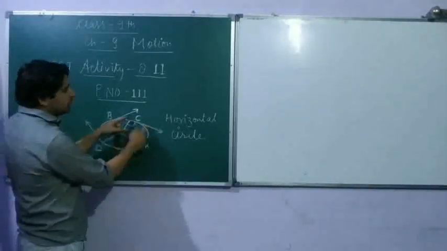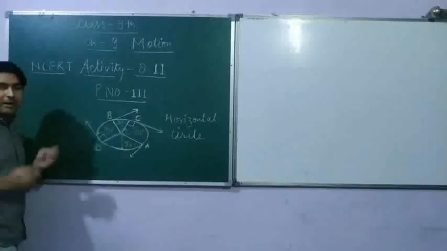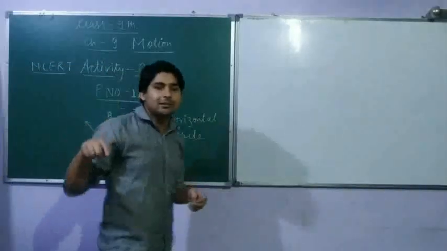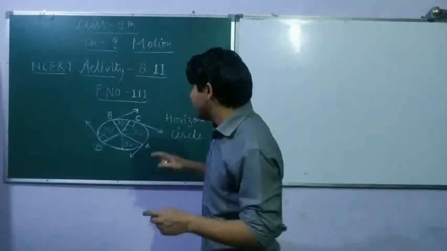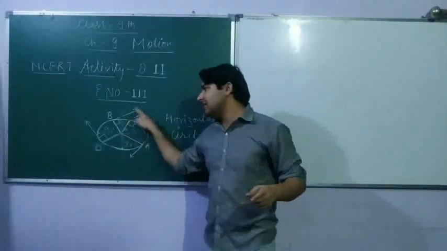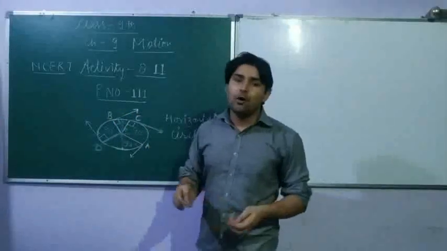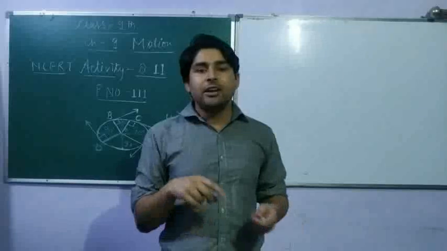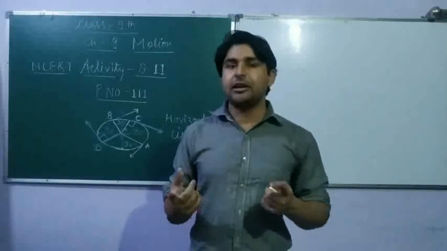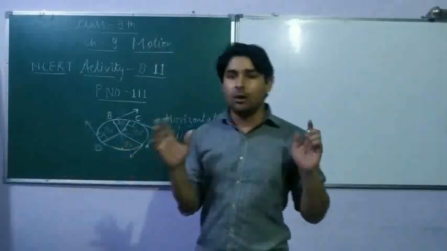So this direction, particularly on the circular path, the point at which it was released and the direction is called tangential direction. Okay, and it was every time different. Whenever it was released, it was in tangential direction at that point, but it was different from the earlier one.